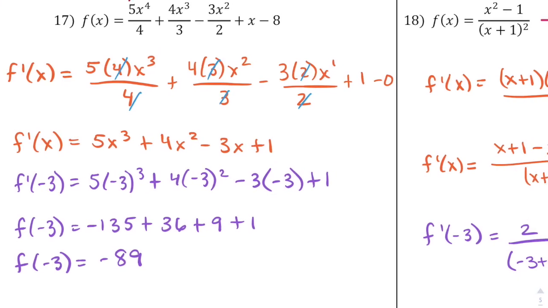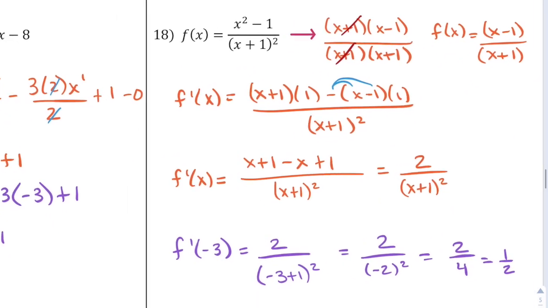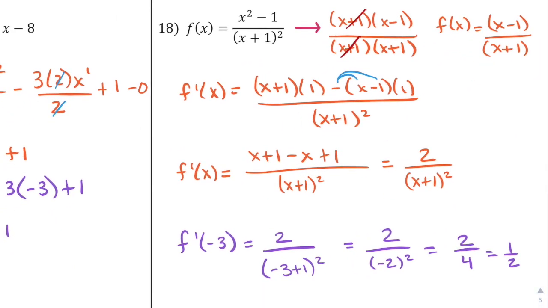Can you use quotient rule? Yes. Do you want to? No, no, no. It would just cause more work than you need. This one, 18, can be monstrous if I don't simplify it first. Yes, we are allowed to simplify because the result of simplifying will give us the same derivative.